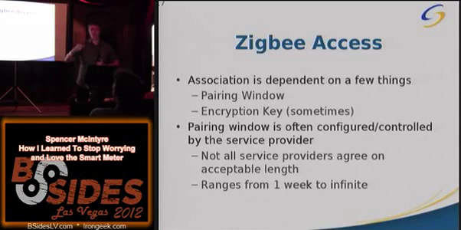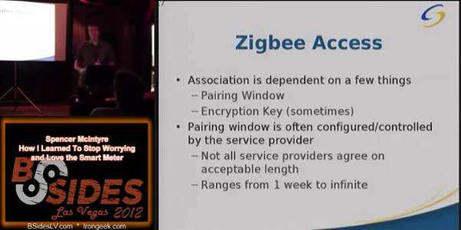Now, the pairing window is very interesting because that is often configured by the service providers, and not all the service providers agree on what a suitable time frame is to allow that pairing window to be open, because they control that. Some of the device manufacturers are claiming that the pairing window should just always be on. It should just be infinitely open, and so anybody given the proper security key, if one's in place, should be able to associate with devices over Zigbee.